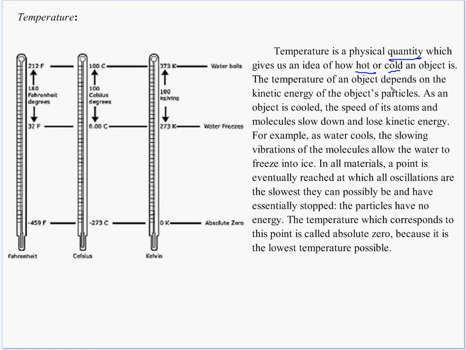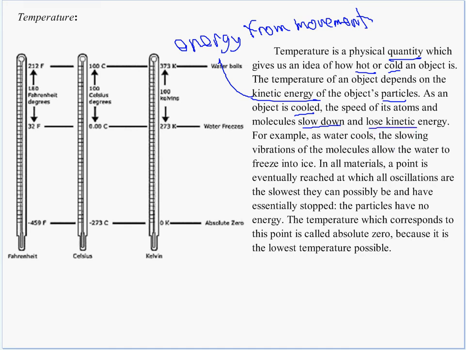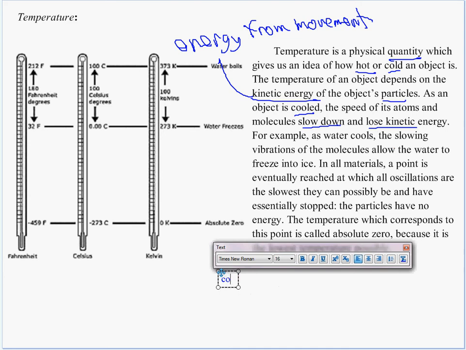The temperature of an object depends on the kinetic energy. Okay, I remember kinetic energy is energy from movement. I remember this from a previous reading. Okay, so it depends on the kinetic energy of the object's particles. Interesting. As an object is cooled, the speed of its atoms and molecules slow down, and it loses kinetic energy. Okay, I want to capture that. So, cooling means slow particles means less kinetic energy.